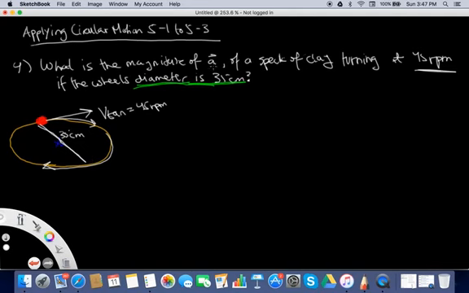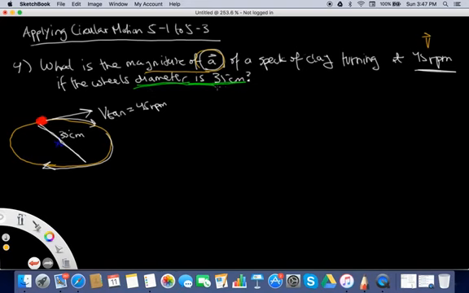And it's asking us to find its acceleration. I will do that in a different color. It's asking us to find the magnitude of its acceleration. Acceleration is a vector quantity, so we might have also had to find the direction, but it's only asking for magnitude. So let's get started on this problem. They give us a velocity, and they also give us something close to a diameter, or something close to a radius.